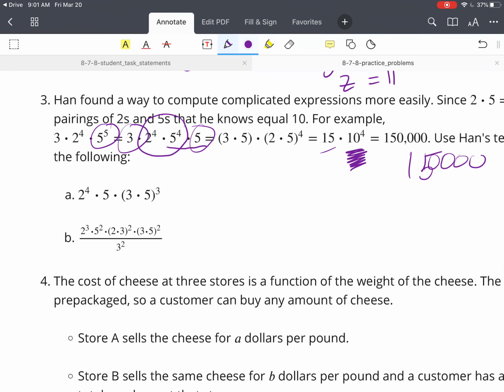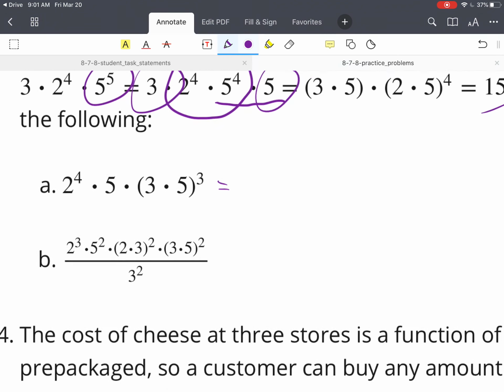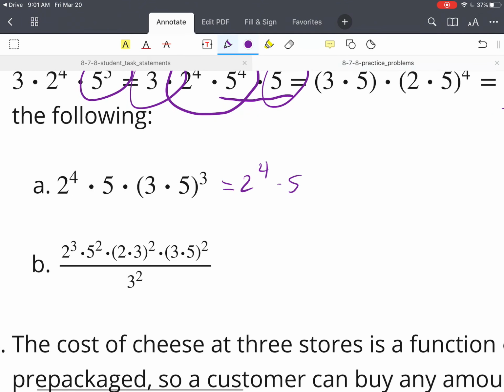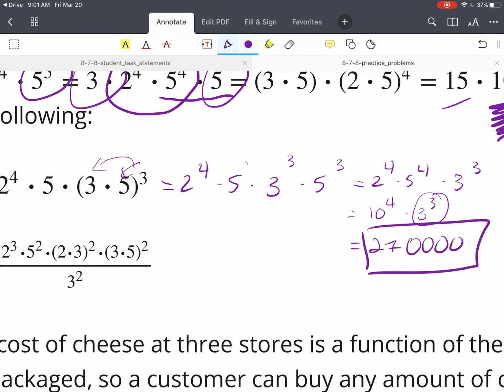Use Han's technique to compute the following. Okay. Remember, what we want is groups of 2s and 5s. So expanding this is 2 to the 4th times 5 times 3 to the 3rd times 5 to the 3rd. Right, because this has an exponent of 1, times 3 to the 3rd. This is going to be 10 to the 4th times 3 to the 3rd. Well, this is going to be 27, and then there's 4 zeros.